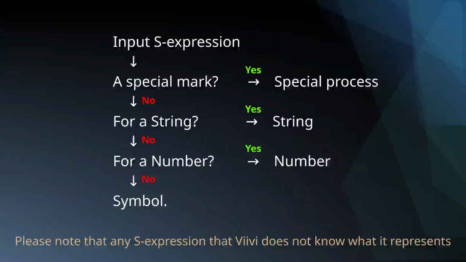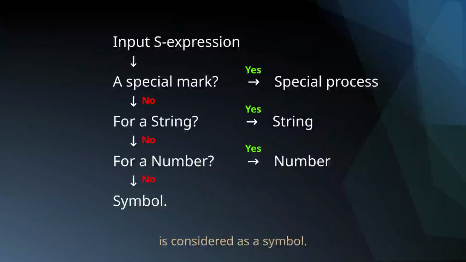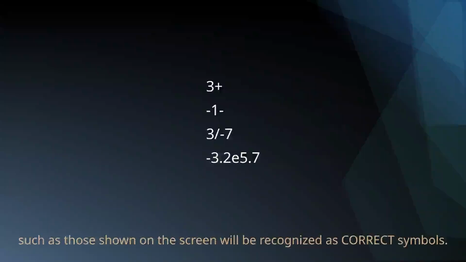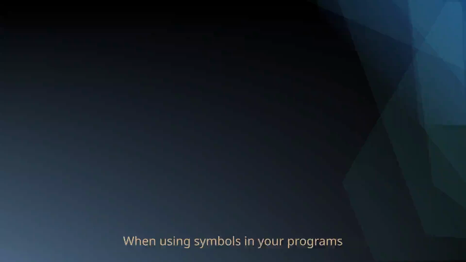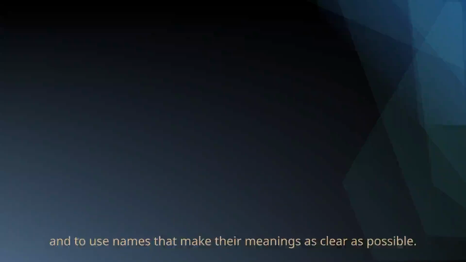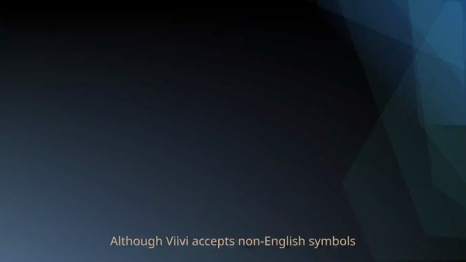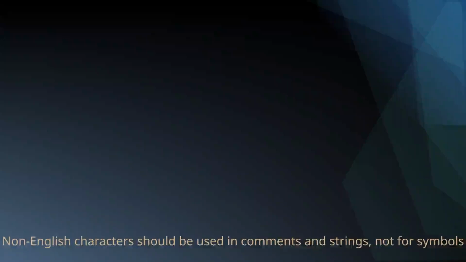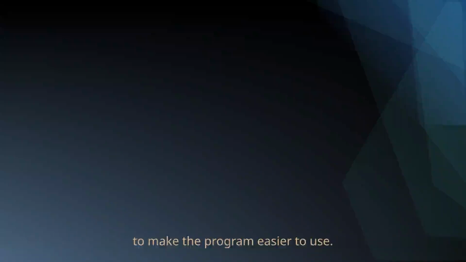Please note that any S expression that Viivi does not know what it represents is considered a symbol. For example, any S expressions that do not represent correct numbers, such as those shown on the screen, will be recognized as correct symbols. When using symbols in your programs, it is important to avoid using symbols that are difficult to understand, and to use names that make their meanings as clear as possible. Although Viivi accepts non-English symbols, it is recommended that you use symbols that can be written in the Latin alphabet. Non-English characters should be used in comments and strings, not for symbols, to make the program easier to use.